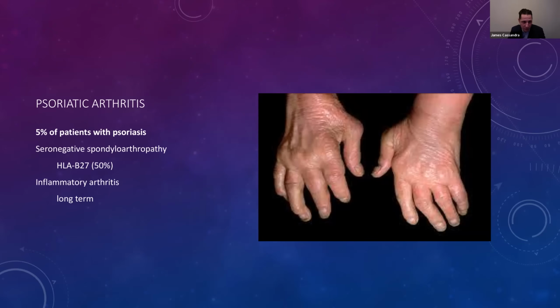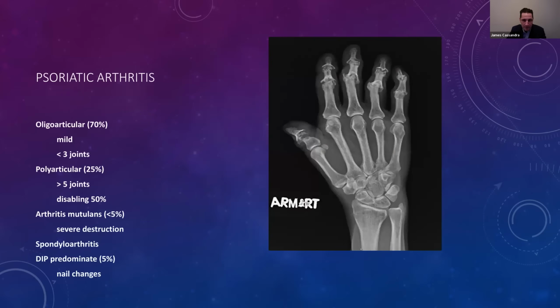There's no cure for it, so managing it medically is very important. It can have long-term consequences. And here's a picture of a hand with psoriatic arthritis. And a radiograph with psoriatic arthritis, you can see some joint erosion, most notable at the interphalangeal joints, both the distal interphalangeal joint and the proximal interphalangeal joints.